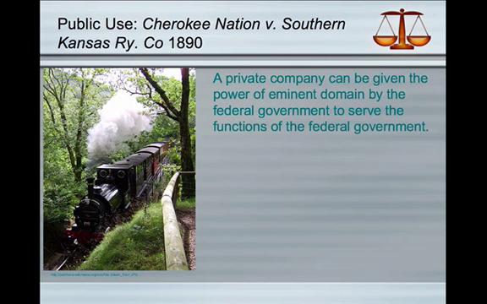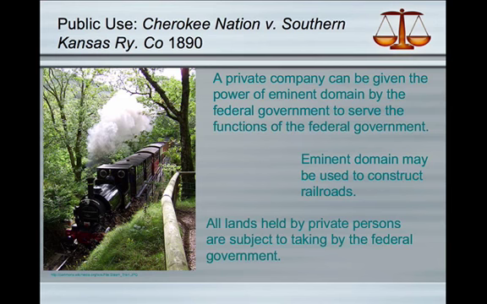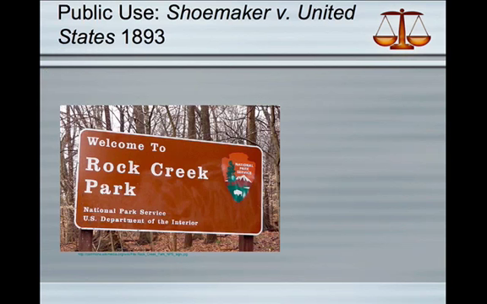So another public use one, Cherokee Nation versus Southern Kansas Railroad. A private company can be given the power of eminent domain by the federal government to serve the functions of the federal government. Eminent domain can be used to construct railroads, and all lands held by private persons are subject to taking by the federal government.